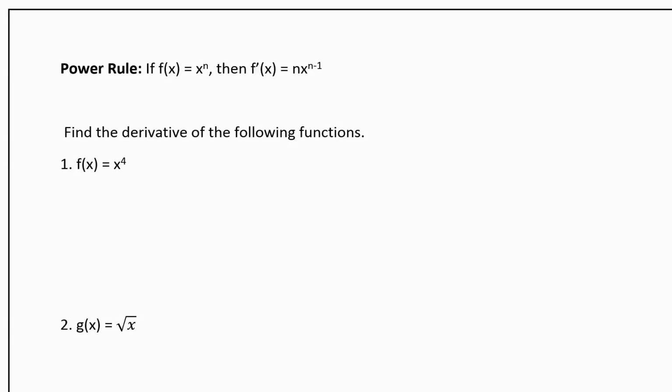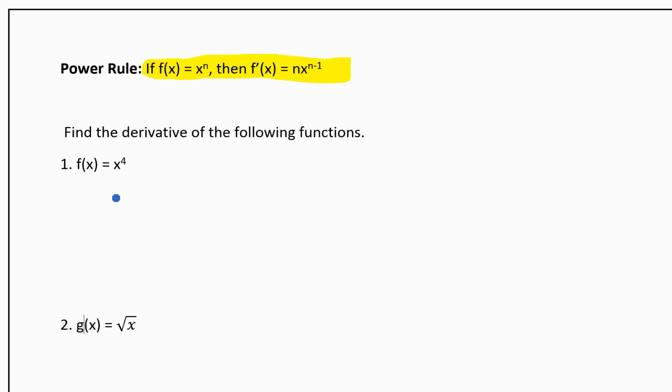But the rule is if you have x to a power, x to the n, then the derivative, you bring down that power, n, and it becomes nx to the n minus 1. So you subtract 1 from the power. You bring the power down in front, you're multiplying by that number, and then for x, you subtract 1 from the power on there. Okay, so let's see how this is going to work.